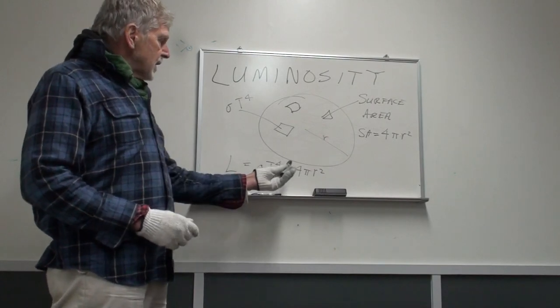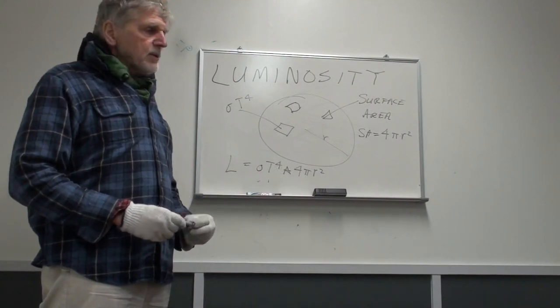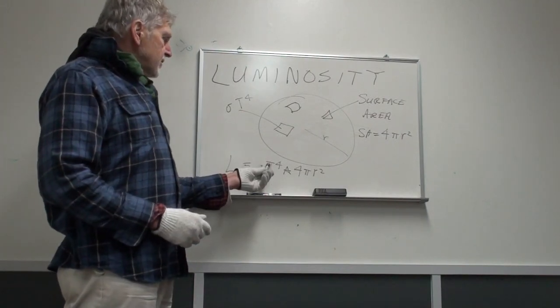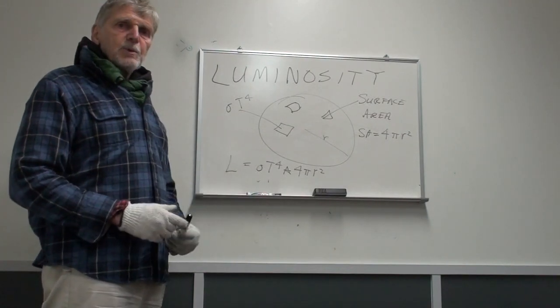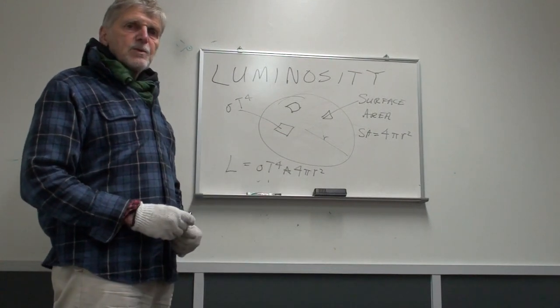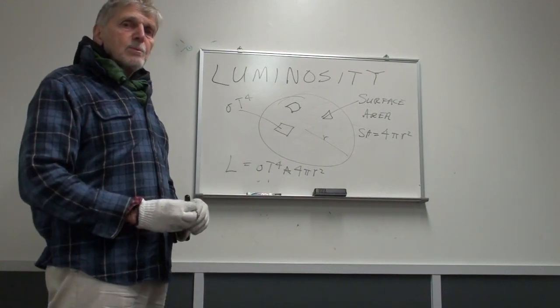So this is our luminosity law, and the important thing to remember about it is it has two contributions. One, what is the temperature of the star? The higher the temperature, the more luminosity. And two, what is the surface area of the star? The more surface area, the more luminosity.